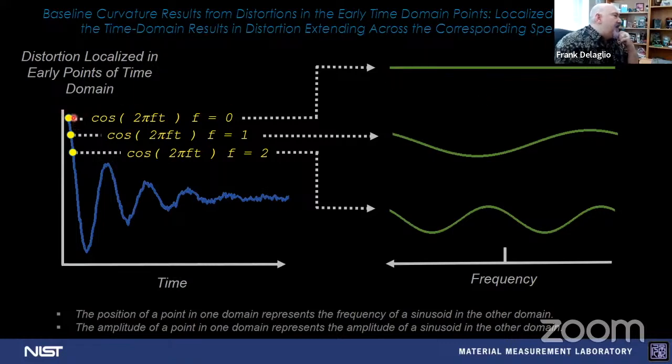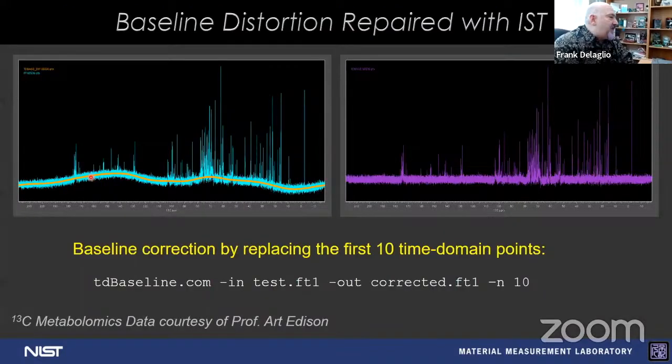And the first point in the time domain data is a zero frequency sinusoid, so just an offset. The second point in the time domain data is one cycle of a sinusoid. The third point in the time domain data is two cycles of a sinusoid in the corresponding spectrum. And so what that means in practice is for cases where a spectrum has baseline distortions, like the one that you see here, and this is a carbon spectrum that was measured there at UGA on a special carbon probe that was designed and built there.